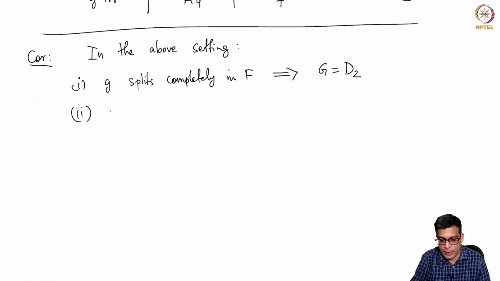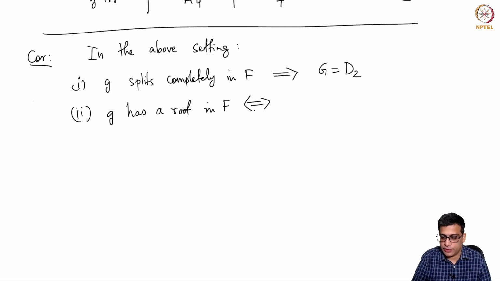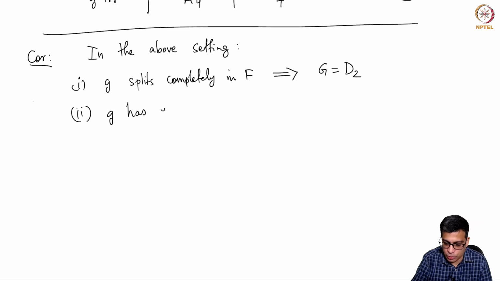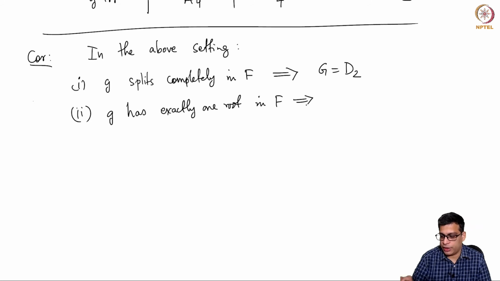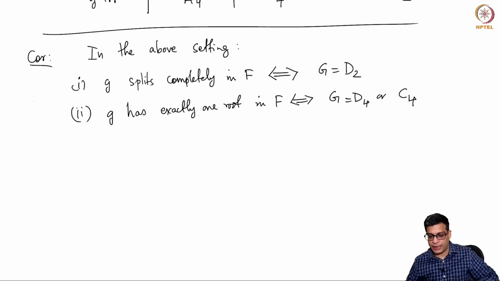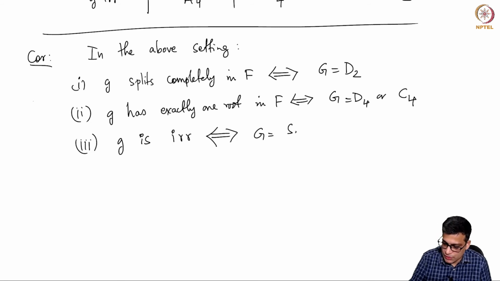If g does not split completely, but it is not irreducible, that means it has exactly one root, right? Because if it has 2 roots, it will have the 3rd root. So, if it is reducible and does not split completely, that means it has exactly one root. So, this is a convenient way of doing this. So, this is if and only if. Then in this case, G is either D4 or C4, if and only if again. The third one is g is irreducible if and only if G is S4 or G is A4.